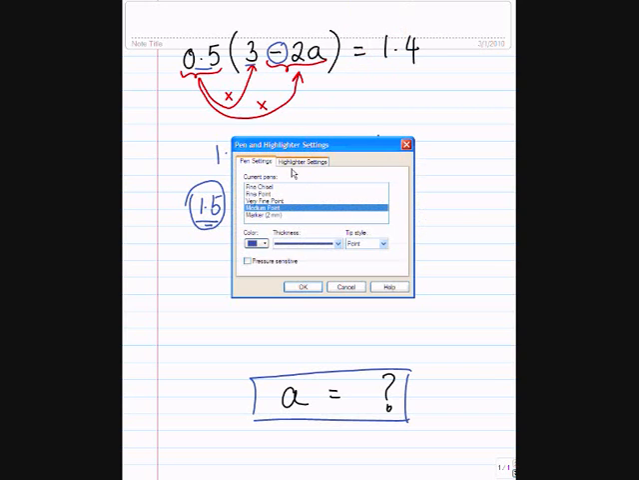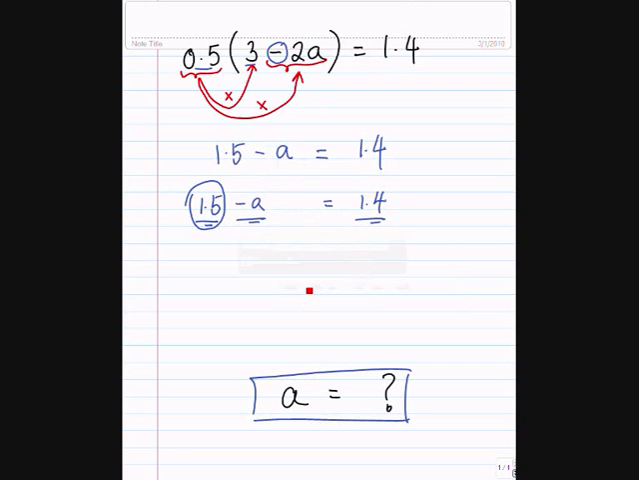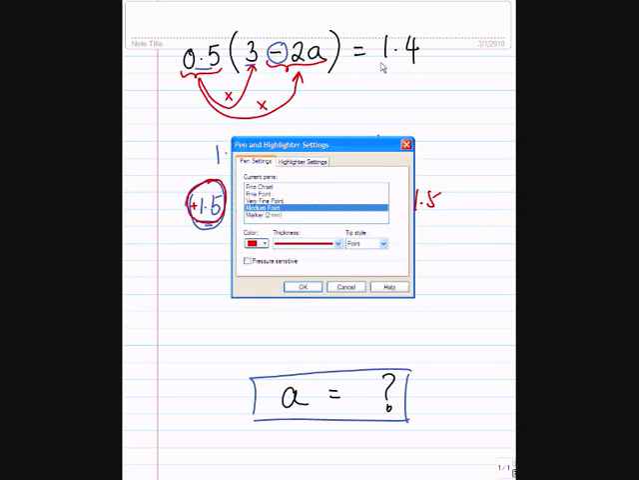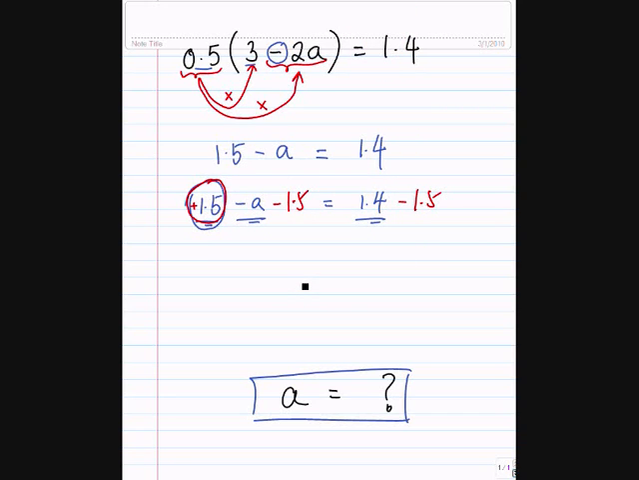By simply subtracting 1.5, this term here will be gone. In order to balance the equation, I need to subtract 1.5 on the right hand side. So I would have 1.5 minus 1.5, which is 0. So I'm left with minus a. Minus a equals 1.4 minus 1.5, I get minus 0.1.